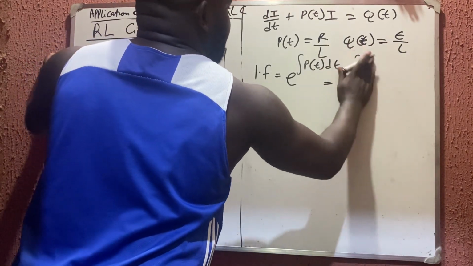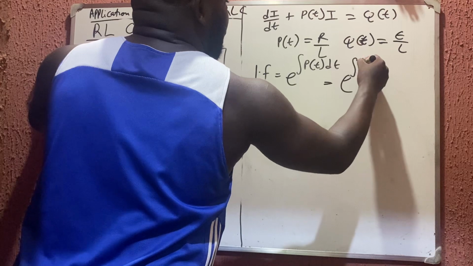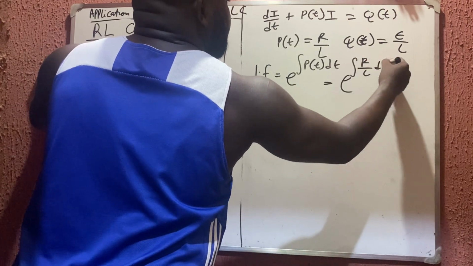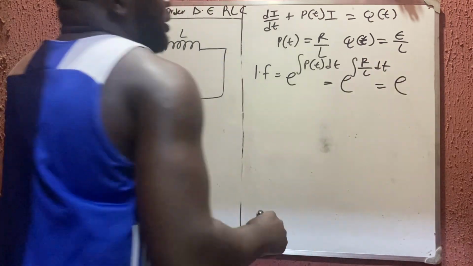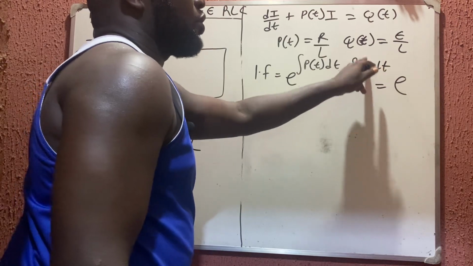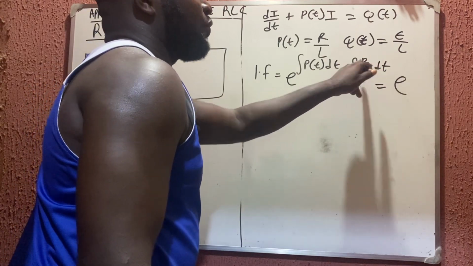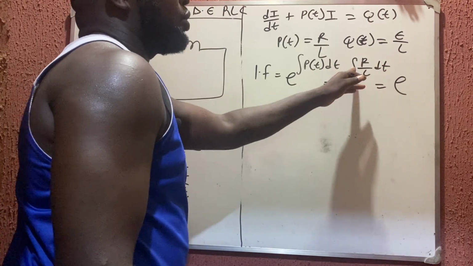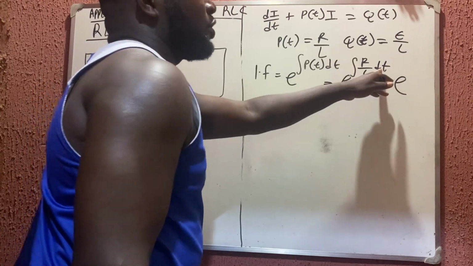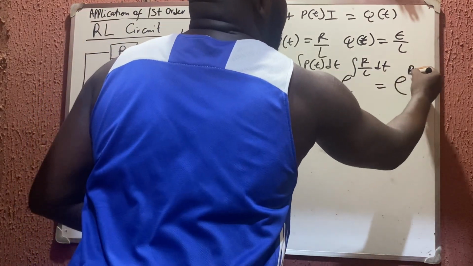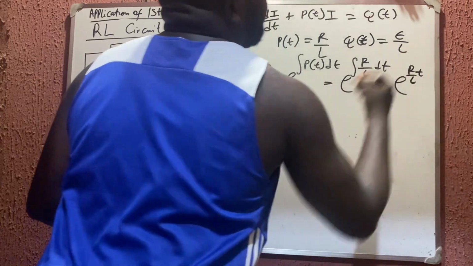E raised to the power of the integral of R over L dt, which is what? E raised to the power of the integration of a constant, and the integration of a constant is just to add the variable. The integration will cancel differentiation. So I am left with R over L t, right?